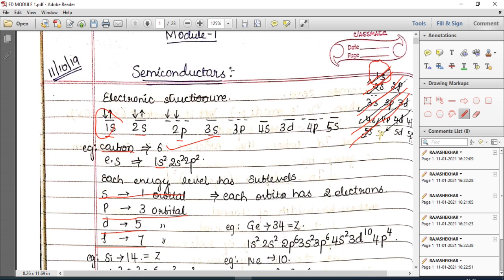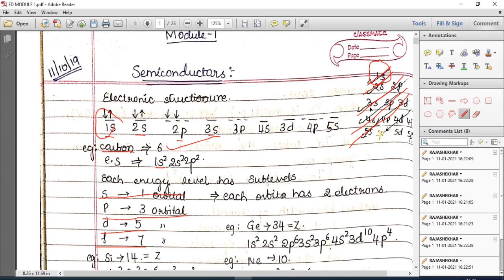Next we have 2s, which is shown here. For 2s, again s has 1 orbital with 2 electrons, so I have to write it as 2s square. This is the next sub-level of orbital s, therefore I can write it as 2s square. So 4 electrons are covered. Still we are left with 2 electrons, so they are covered in 2p.